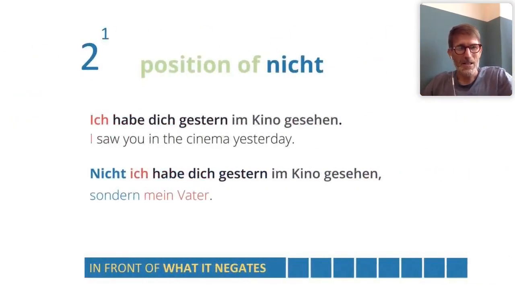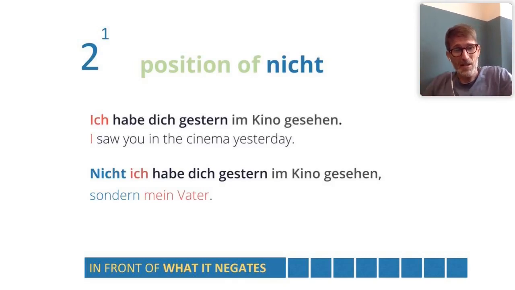Let's take a look. So the first rule is in front of what you want to negate. This is a very special example, and most of the examples you see now you will not come across very often in your learning journey. But let's say this one, ich habe dich gestern im Kino gesehen. You could negate the ich by putting the Nicht in front of it. Nicht ich habe dich gestern im Kino gesehen, sondern mein Vater. It wasn't me who has seen you in the cinema, but my father.